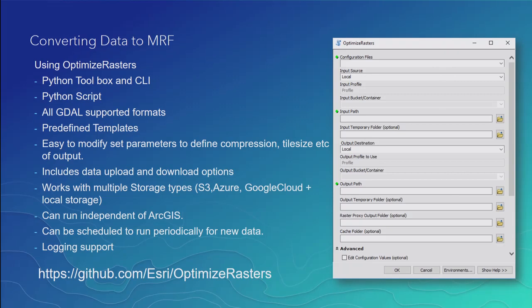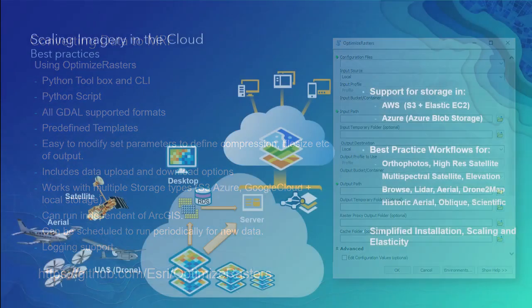You can again schedule this to run periodically as new data arrives. That's how our Landsat data works as well. Like I said, every night it's being updated by 450, 500 scenes. We've automated the process such that as new imagery comes in, it's just automatically converted to MRF, and it's stored in an optimized format, and our Mosaic datasets and image services are updated automatically.